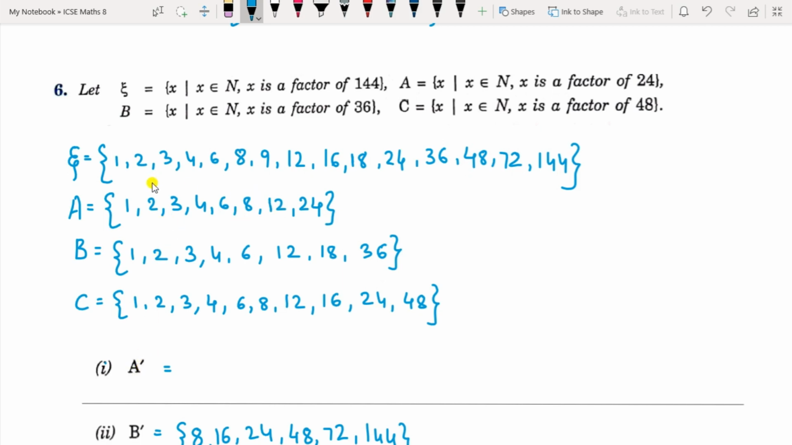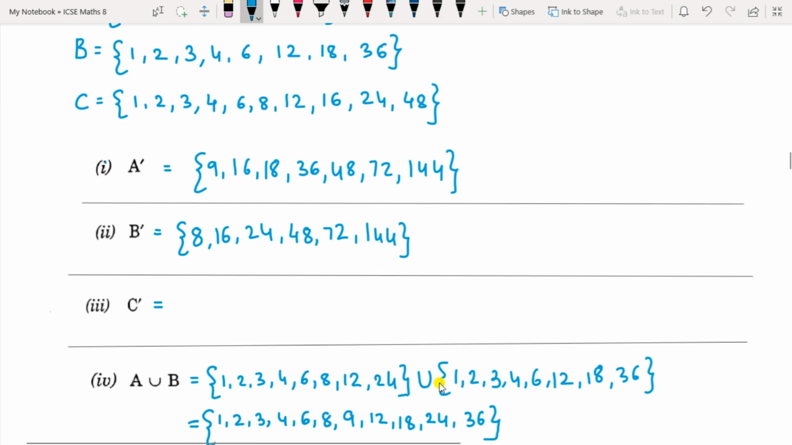All the elements of the universal set which are not in A, write all those elements. You can see 1, 2, 3, 4, 6, 8, 12 is there, 9 is not there, so write 9. Then 24 is there, but 16 and 18 are not, so write 16, 18. Then 36 and the rest are not in A, so write 36, 48, 72 and 144. So this is the way to write A complement.